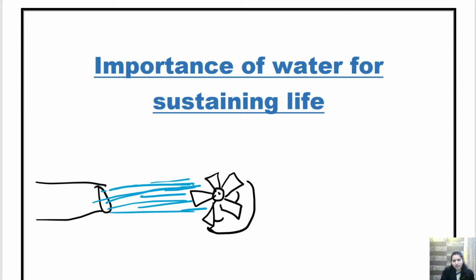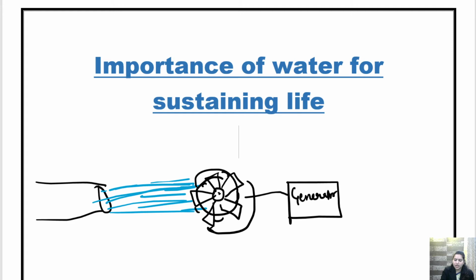What does it start doing? It starts to rotate. Getting it? And now this turbine is connected to a generator. Getting it? Now, as the turbine rotates, the generator starts to work and this supplies electricity. Getting it?